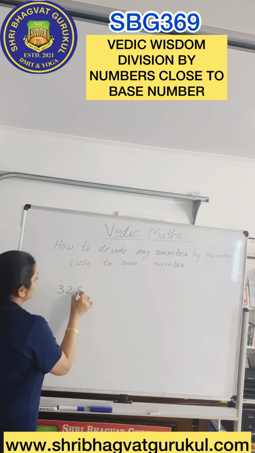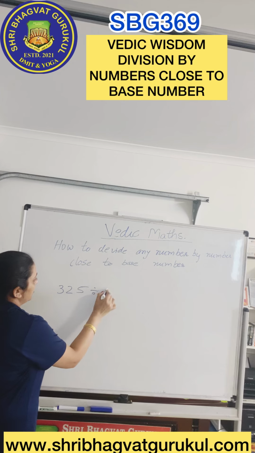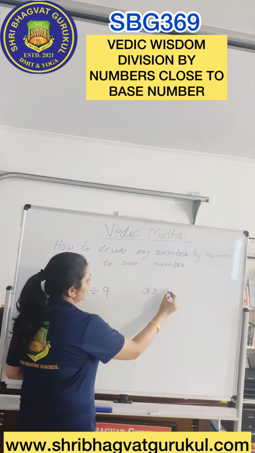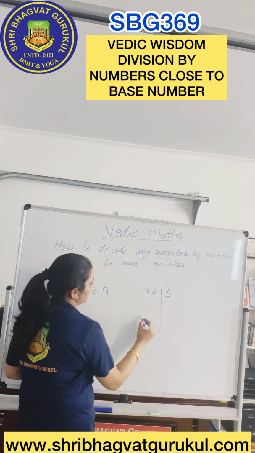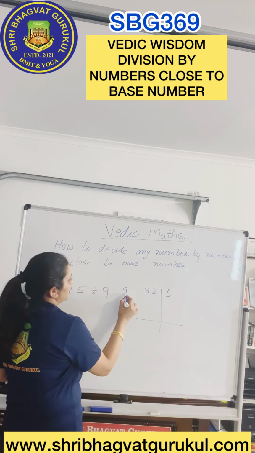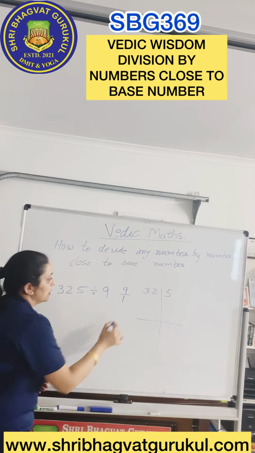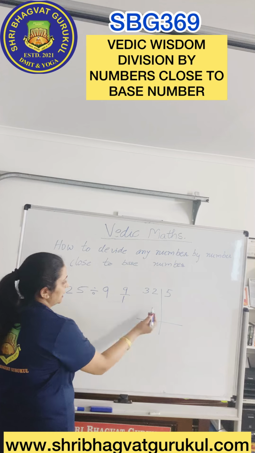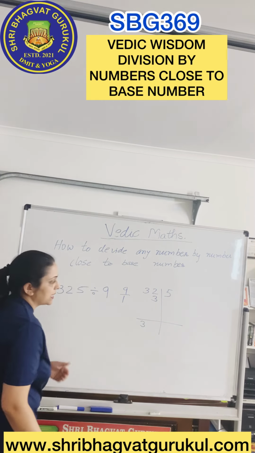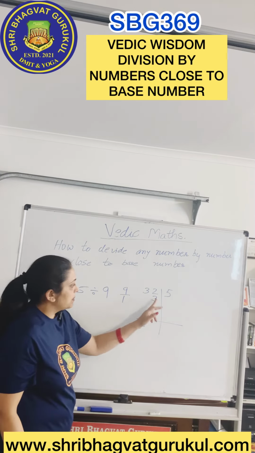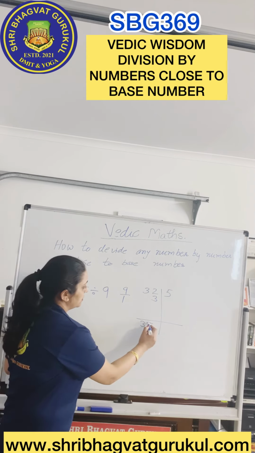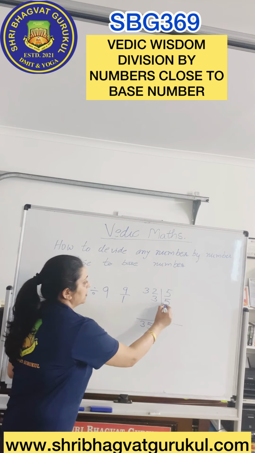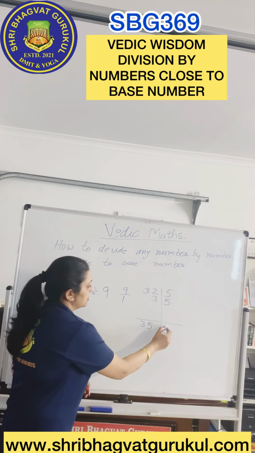3, 2, 5 divided by 9. We put a line here. Then the difference of 9 from 10 is 1, and we take this number down, 3. So 3 ones are 3, so we put 3 here under the next digit. Now add these two: 3 plus 2 is 5. Now 5 ones are 5. So 5 plus 5 is 10.